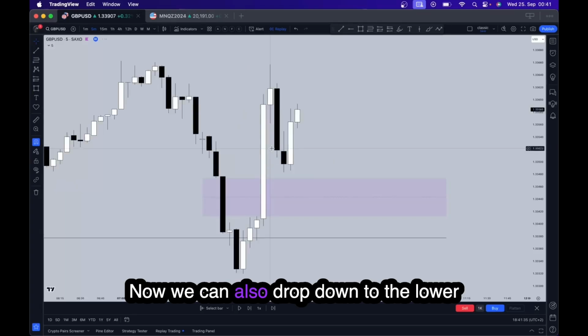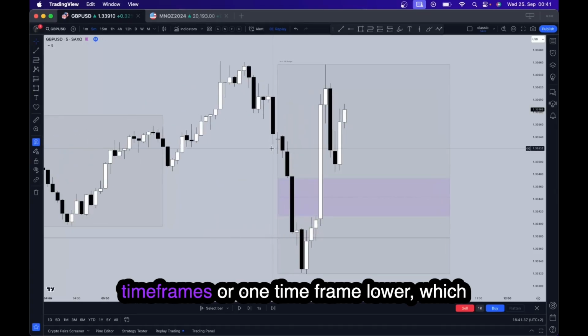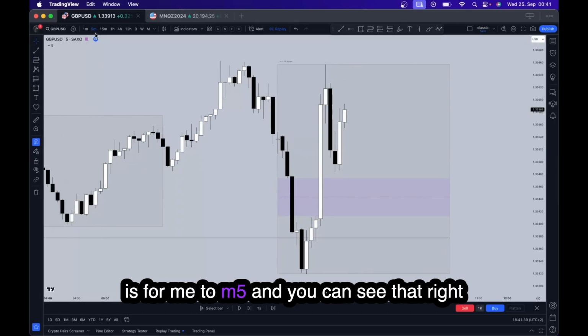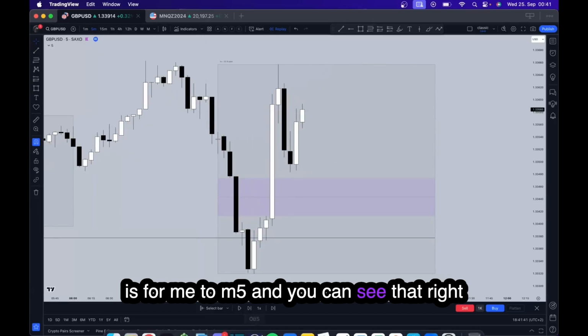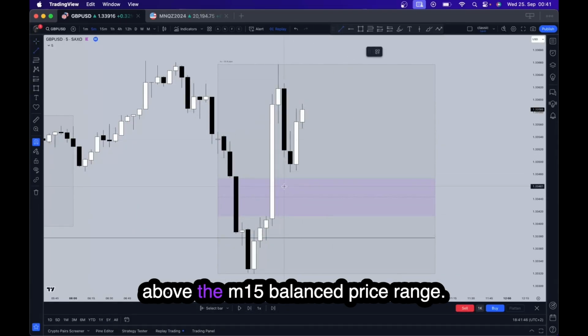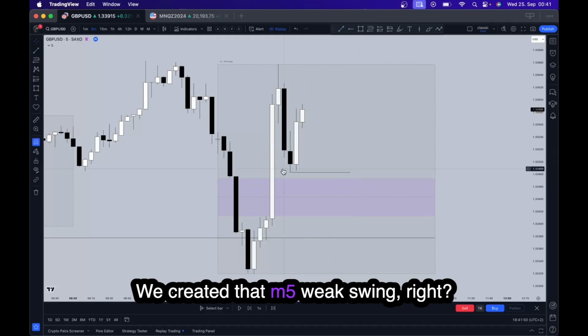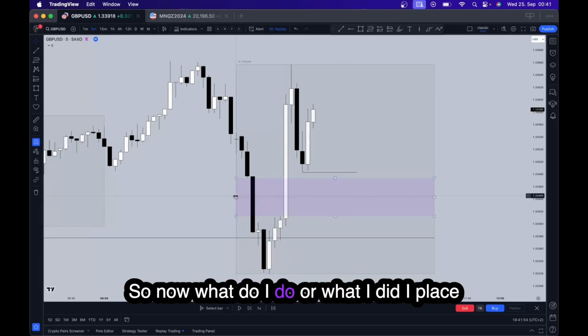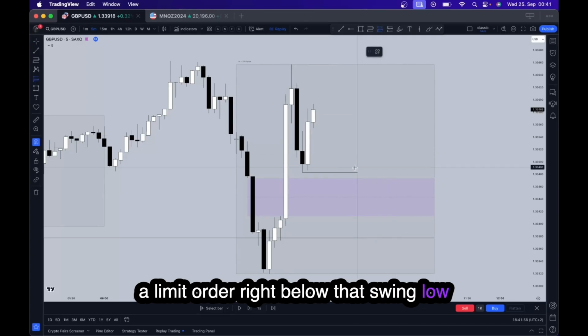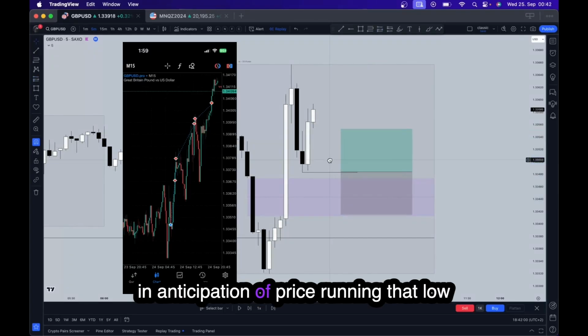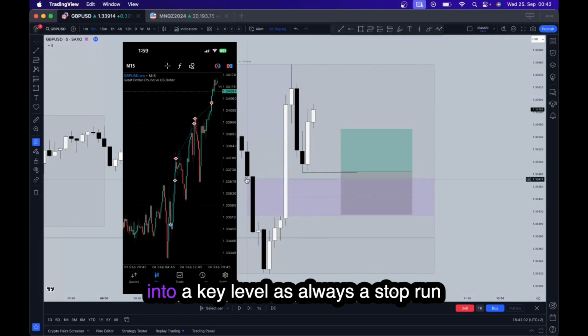Now we can also drop down to the lower time frames, or one time frame lower, which is for me the M5, and you can see that right above the M15 balanced price range, we created that M5 weak swing low, right? So now what I did, I placed a limit order right below that swing low in anticipation of price running that low into a key level, right?